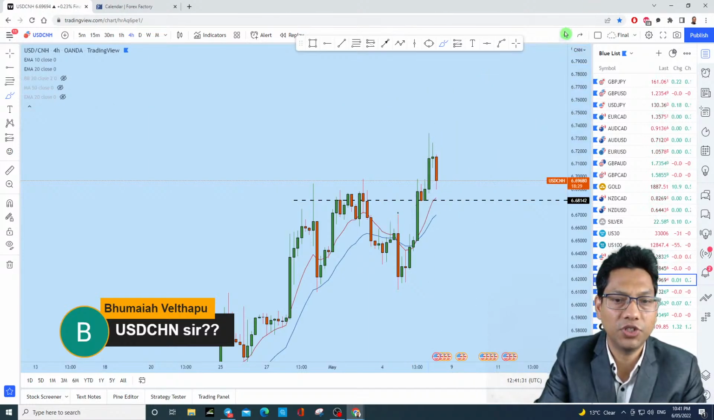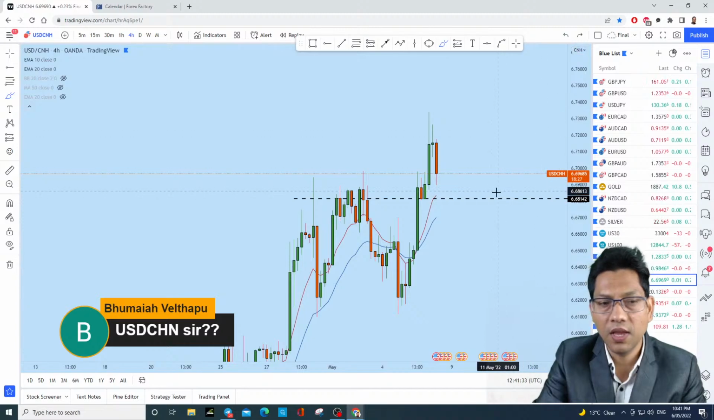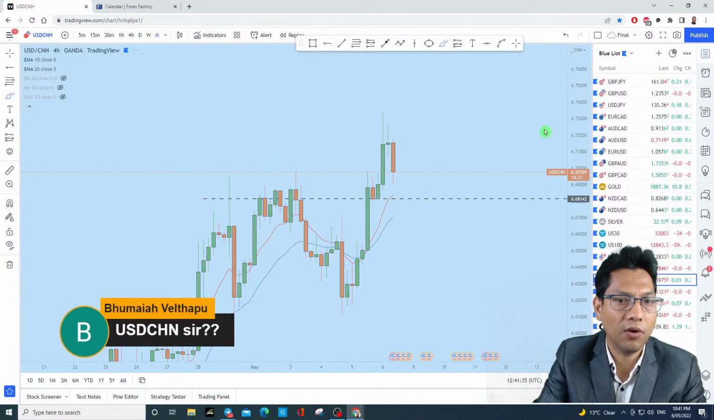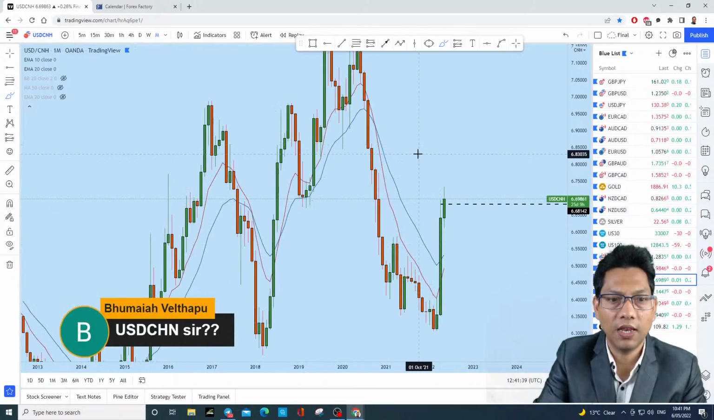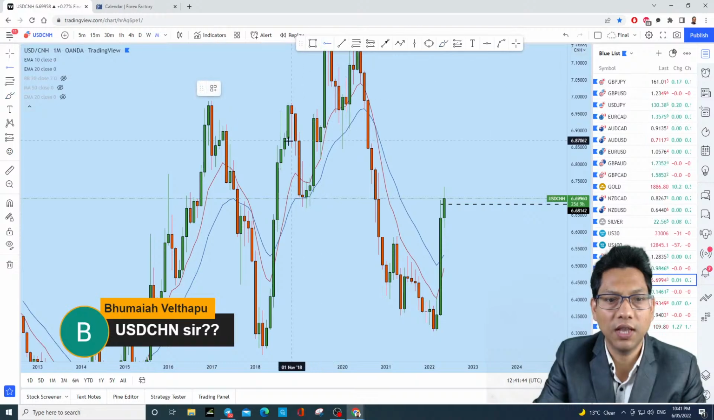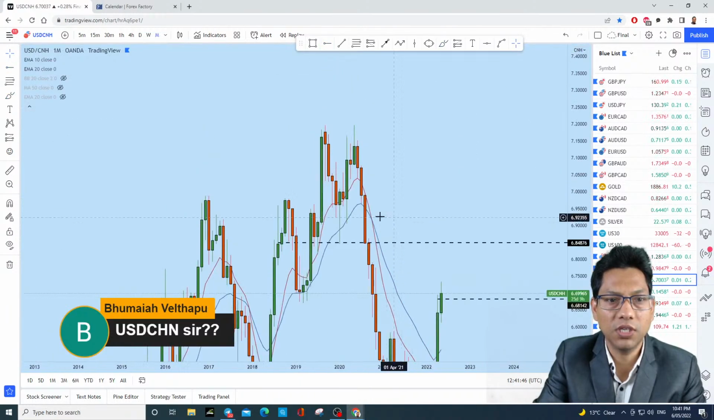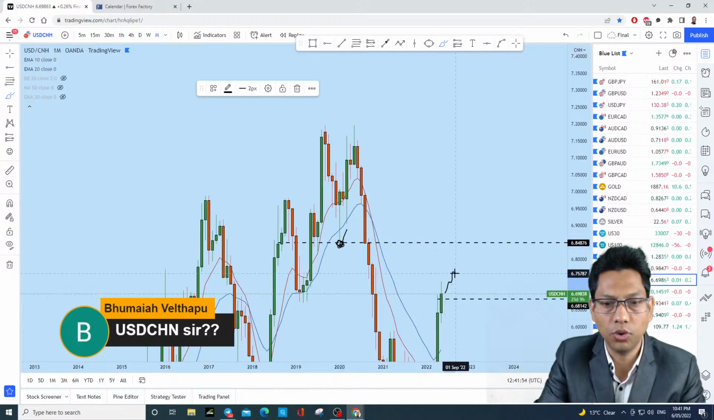USD CHF changed its long-term downtrend to the uptrend now. If you look at the monthly, it's now a bullish market. Okay, and it is likely that USD CHF will travel to this level. Why? Because you see there is a reversal pattern here, and this support has not been tested yet, so we could take a big push to the upside on USD CHF.